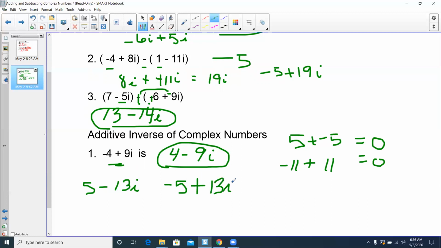So that's all you guys are going to do, okay? So turn in your notes for me, and then I'll give you some homework problems on that. And that takes care of how to add and subtract complex numbers.